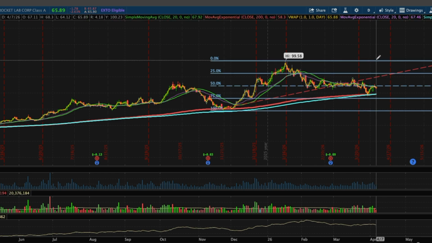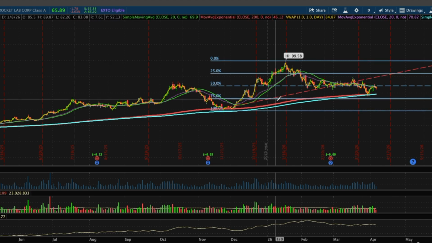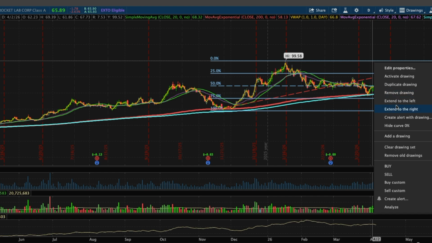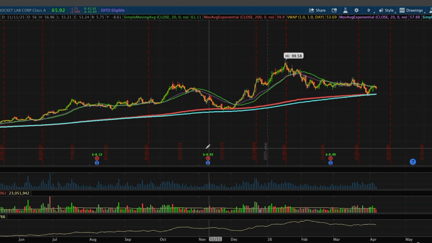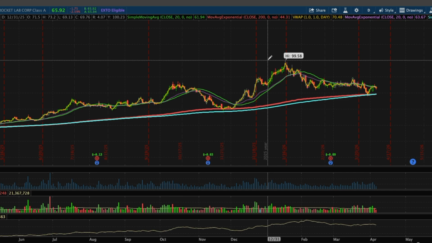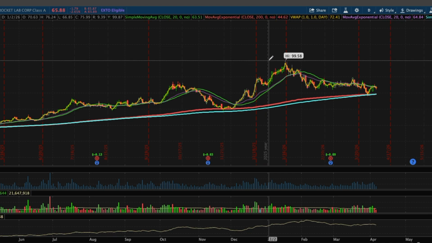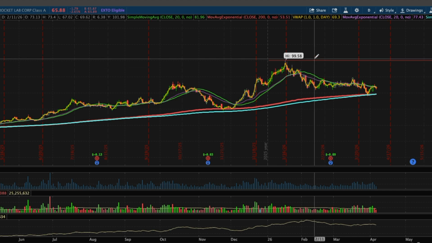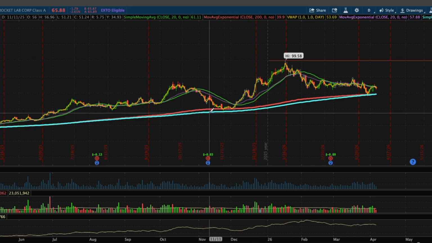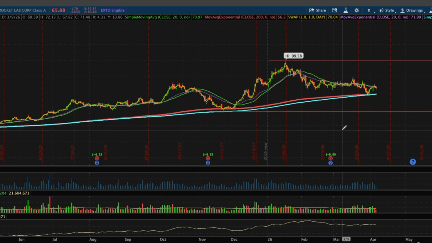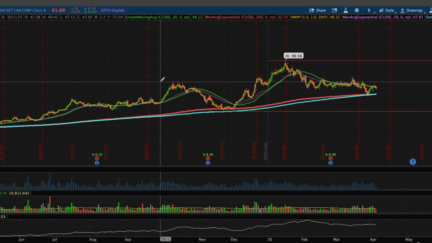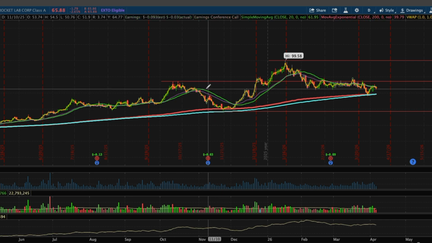Another way of doing this, if you don't have quadrant lines on your chart, is like this. Let's remove our quadrant lines. So we know we have our high, let me change that to our price level. We know we have our high. We know we have our low, and price got rejected here, and then again, price got rejected here.